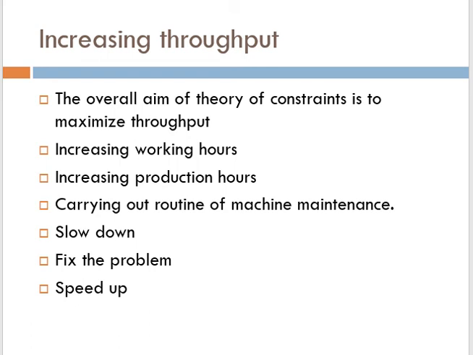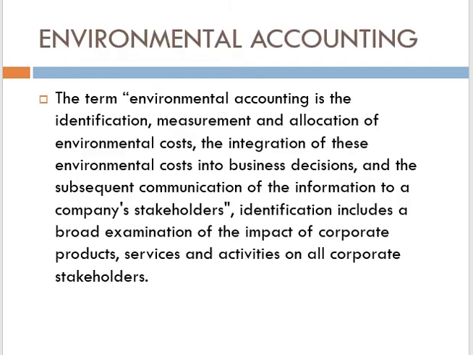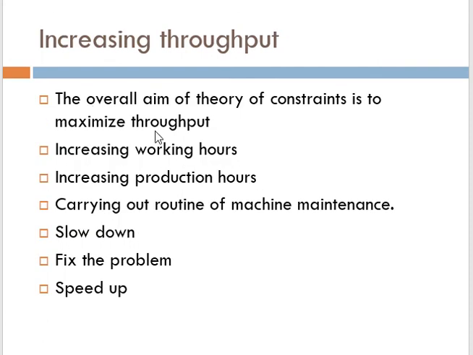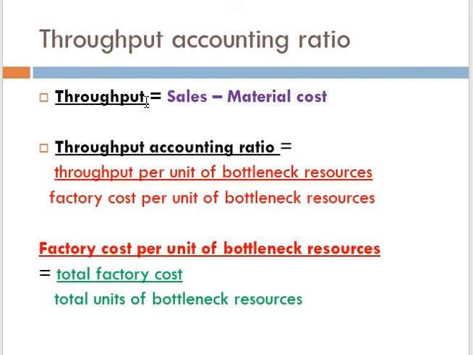The next thing we are going to learn is environmental accounting. But before getting into the next topic, let me discuss what the throughput accounting ratio is. As we learned, the throughput formula is equal to sales minus material cost. The throughput accounting ratio is equal to throughput per unit of bottleneck resources divided by factory cost per unit of bottleneck resources.